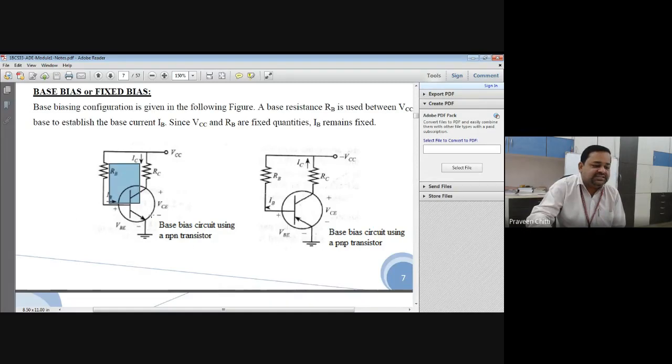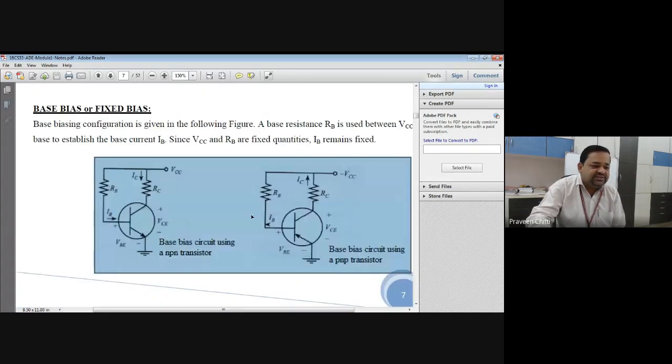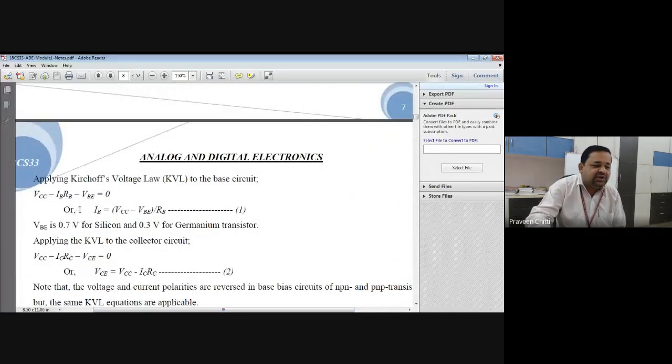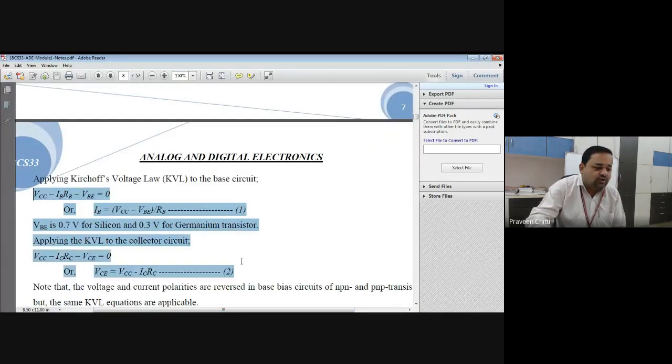I hope it is clear. This is a very simple circuit, and the analysis is also very simple. You need not remember all these equations. If you know how to apply KVL, very easily you can get these equations, and using these equations, if they ask a simple numerical, you can solve that numerical also, because you can expect small simple numericals on this part of the syllabus. So any doubts here? We have completed one biasing circuit called the fixed bias circuit or the base bias circuit.